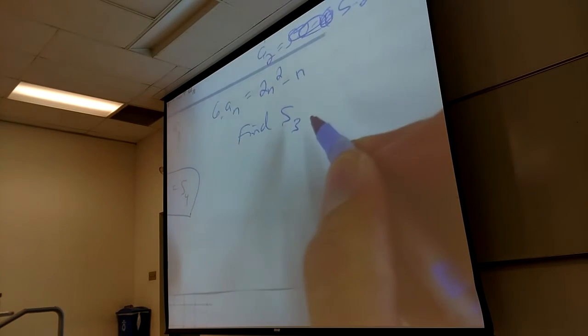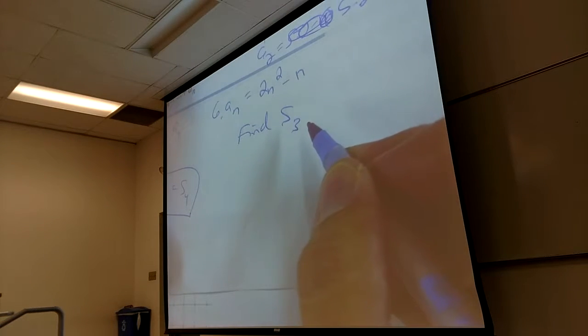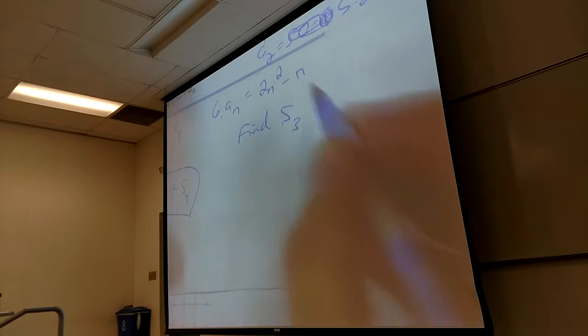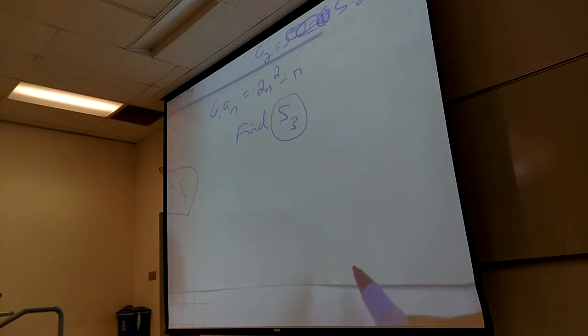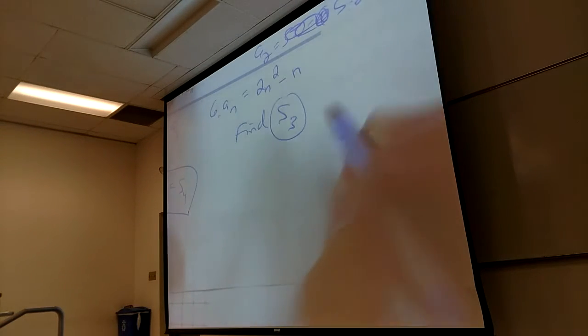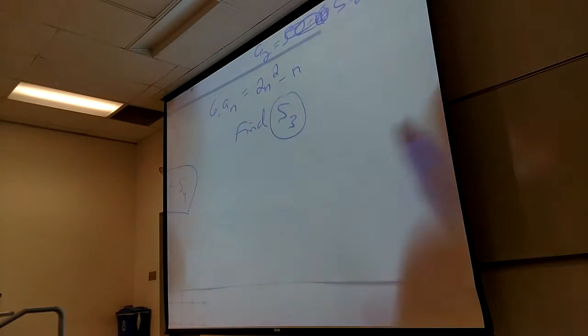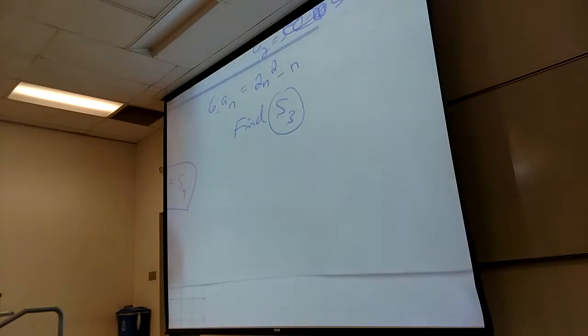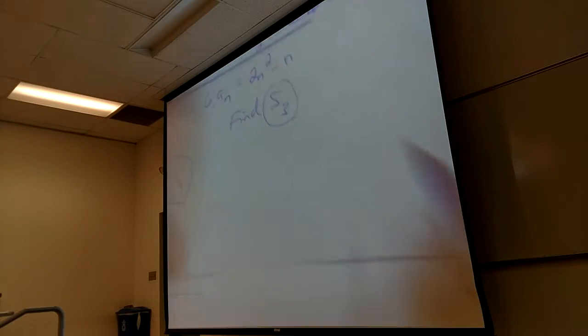So what do I have to do first for this? What does this symbol mean? Sum of the first three. So I've got to figure out what the first three terms are. So what's A1?